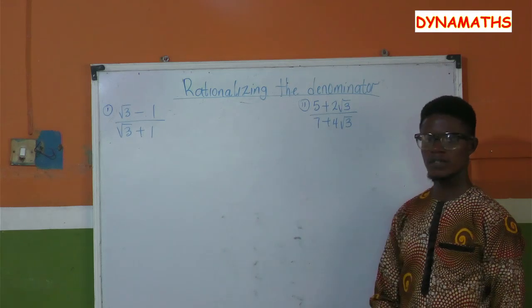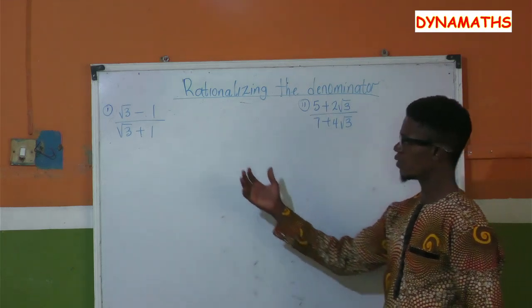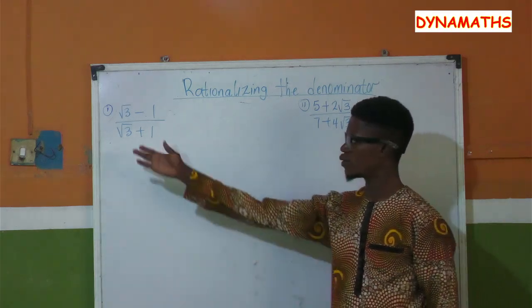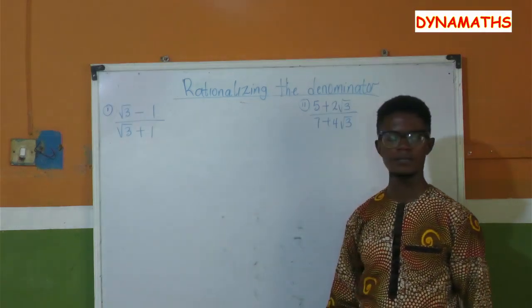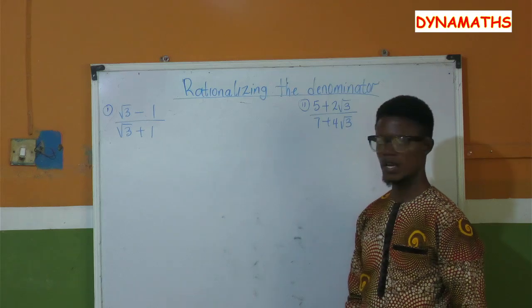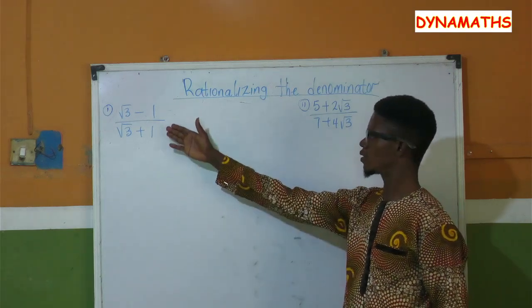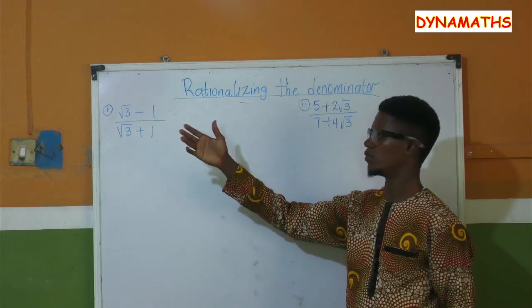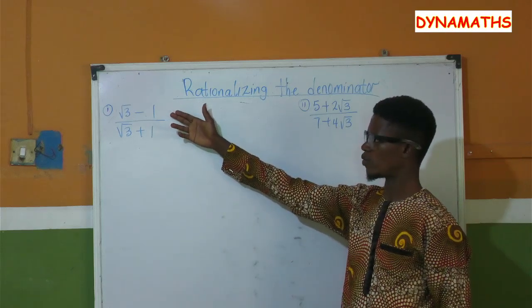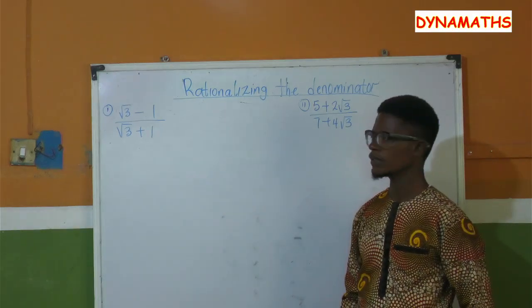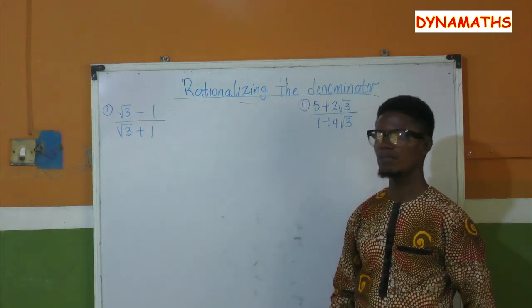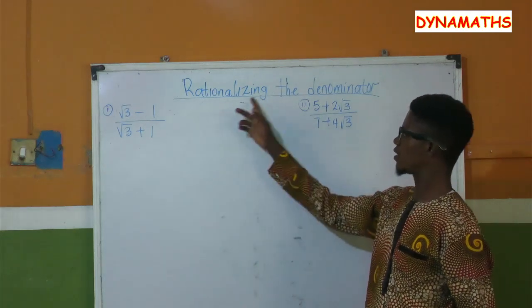Now, the first thing you need to know is that these expressions are what we call binomial surds because they have two expressions. So we call this expression binomial. Bi means two. So root 3 minus 1 is a binomial surd. Now, the concept of rationalization is on the basis that we are rationalizing the denominator.